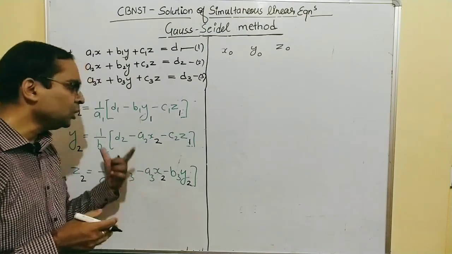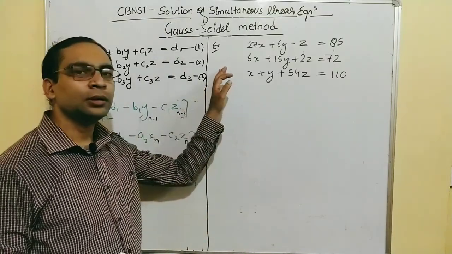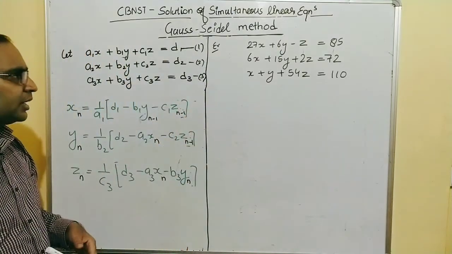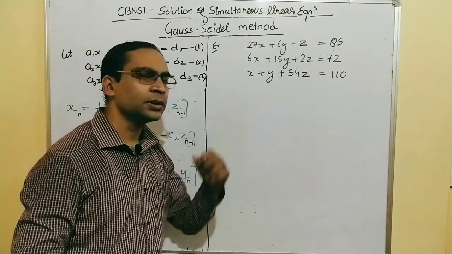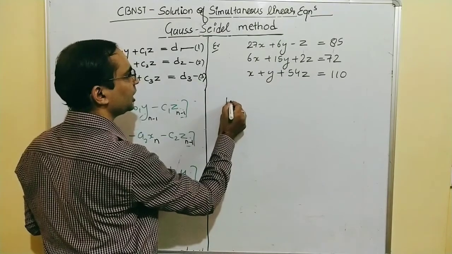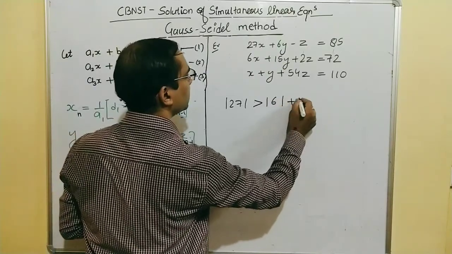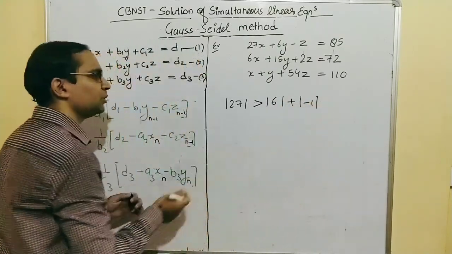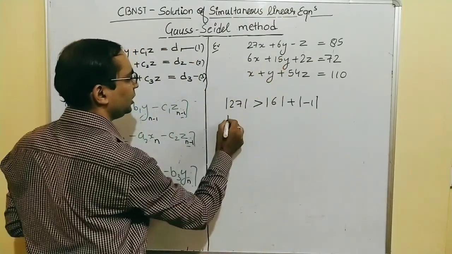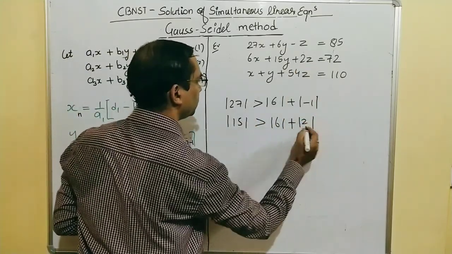Now let me explain this method with the help of one example. Let us consider this example and solve it with the help of the Gauss Seidel method. Before starting the method, let's check the diagonal dominancy of this system. As we can see, what is mod a1? Mod a1 is 27, which should be greater than mod of 6 plus mod of minus 1. As you can see, this 27 is greater than 6 plus 1, that is 7. In the second equation, mod of 15 should be greater than mod of 6 plus mod of 2. So this is also true.